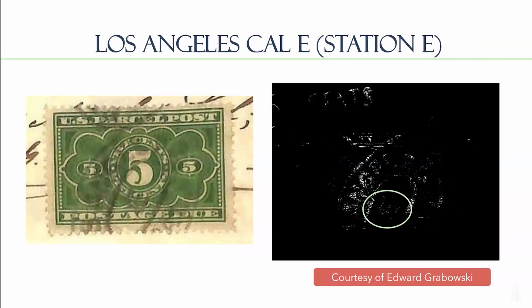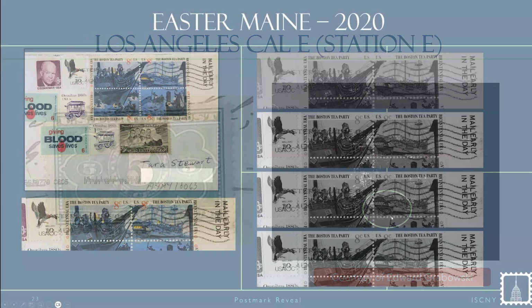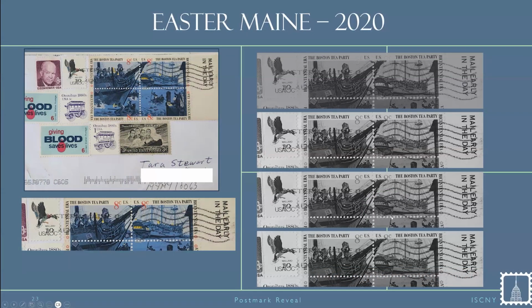And then here, another great example that we've seen from Ed before where it's hard to see the E on the US partial postage due. And the postmark reveal sort of brings it out and you can confirm, okay, there really is an E there for station E. And here's one that Dan sent me during COVID.